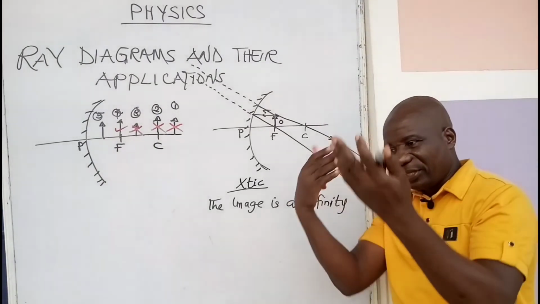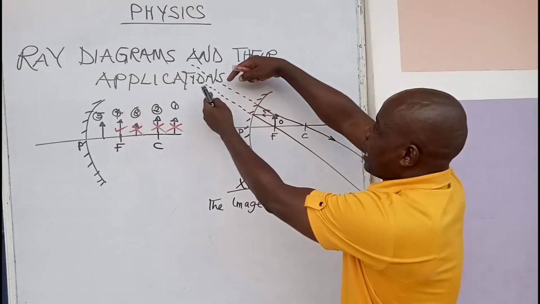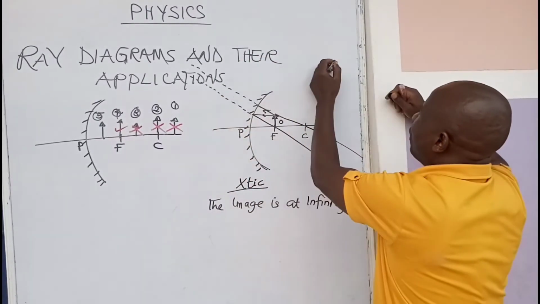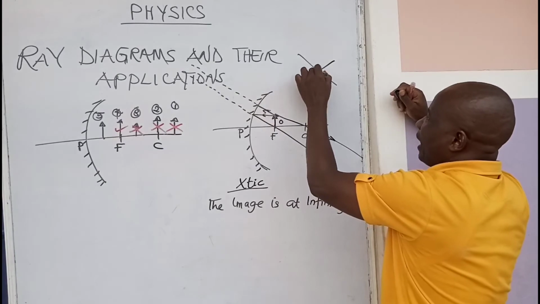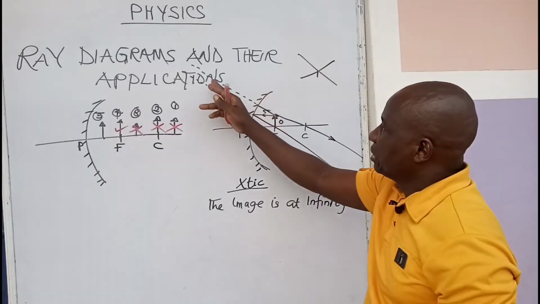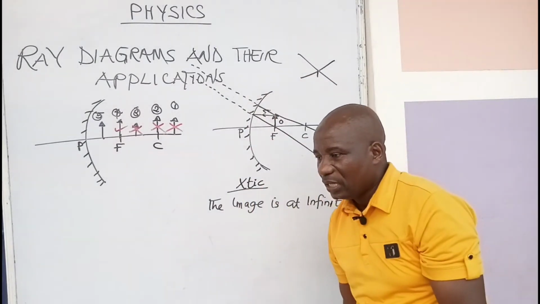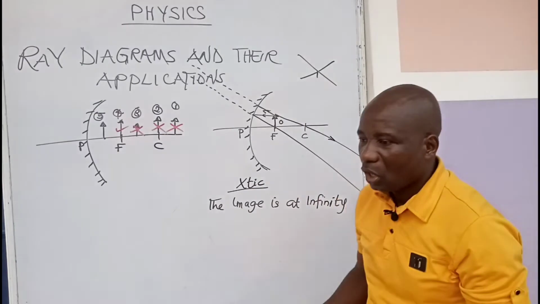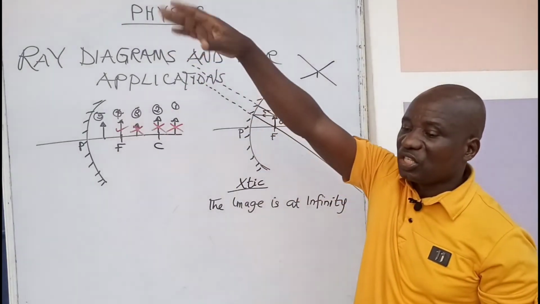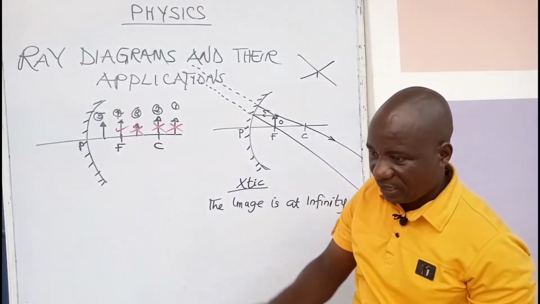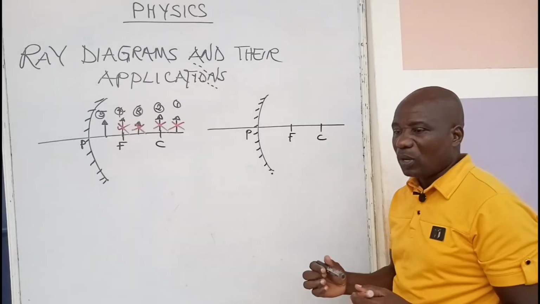You cannot say it's real because the rays are not intersecting. They are not crossing. It is when the rays cross that you have the image. The rays are not crossing. You cannot say it is virtual. You cannot say it is real. You cannot say it's upside down. All you know is that the image is with God. It's at infinity. You cannot see it. Is that understood? The last one.